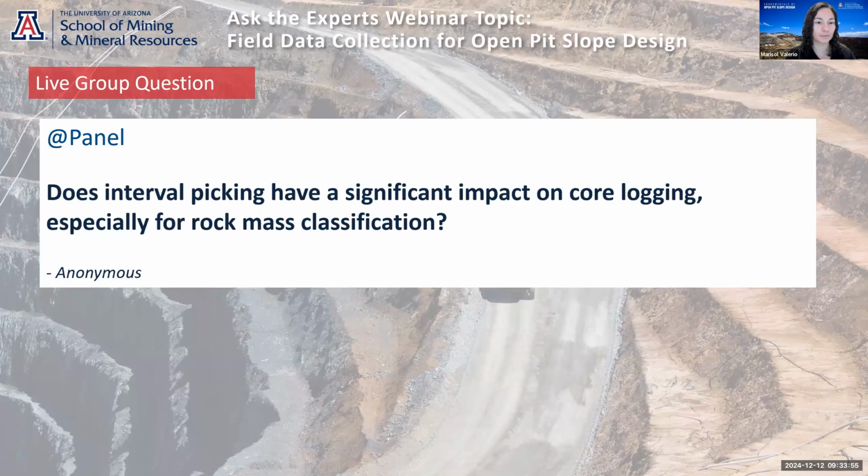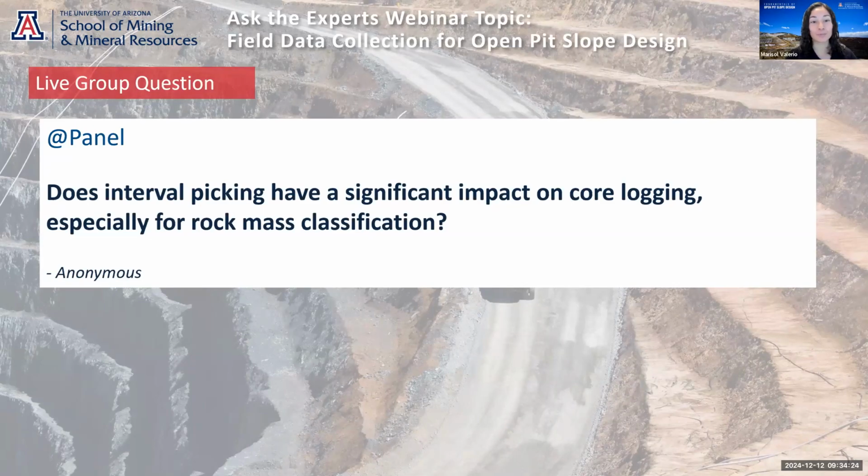Very typically, the maximum interval length will be equal to the length of the drill run. So usually 1.5 meters or 3 meters is what is typically drilled, and the minimum interval length is usually assigned either as a percentage of the total drill run length or as a set number. So if you're looking at 10% of a 3-meter run, it might be a 30-centimeter interval. Apologies for the US people, I'm thinking in metric units here.